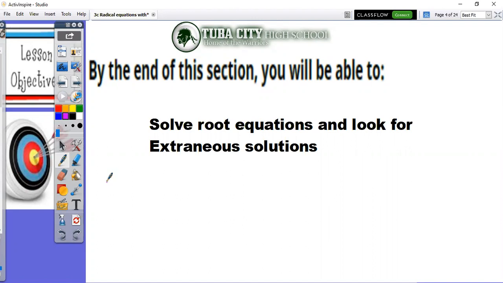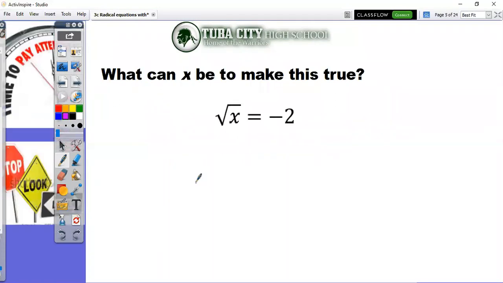Before this, there were no extraneous solutions in much of the work. I think there was one in one of the other lessons. And I told you that you should get a really good habit of checking your work before you move on. So let's talk about what that means. What exactly is an extraneous solution?